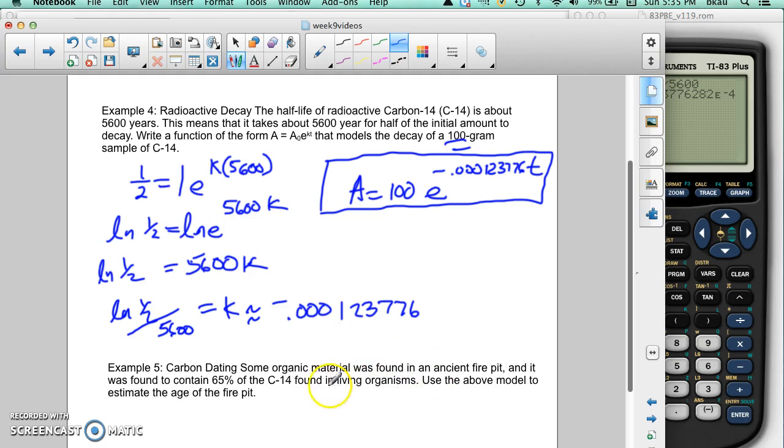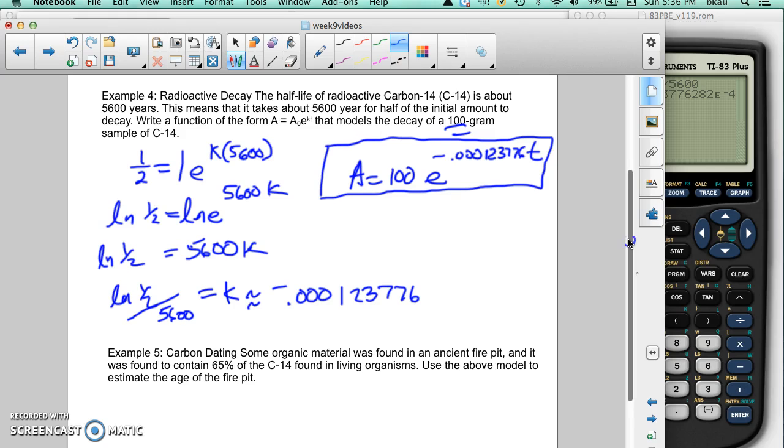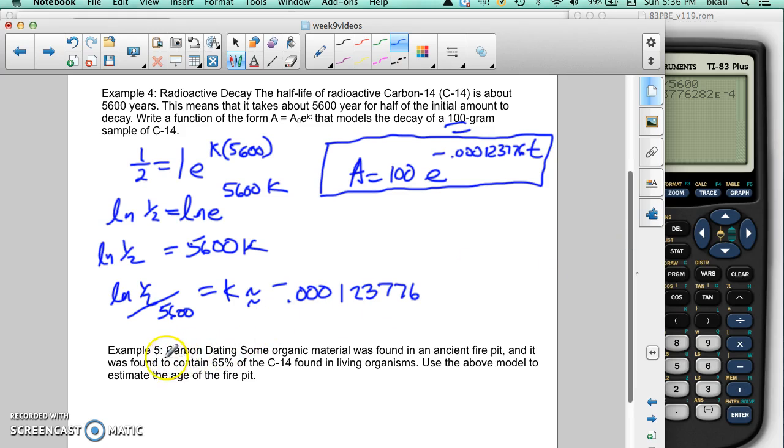We want to figure out something about how much time it took, basically how old the item is that we're looking at. So in example 5, it says carbon dating some organic material was found in an ancient fire pit, and it was found to contain 65% of the carbon-14 found in living organisms. Use the above model to estimate the age of the fire pit.